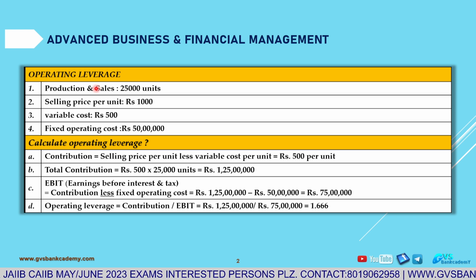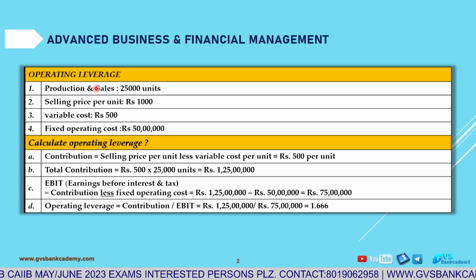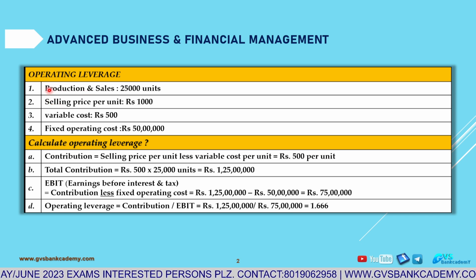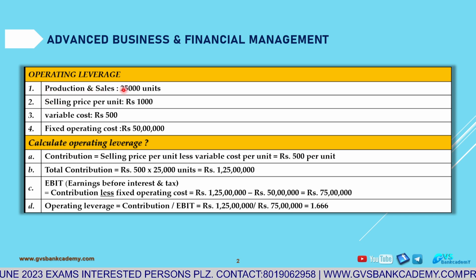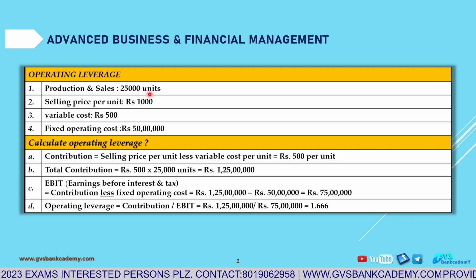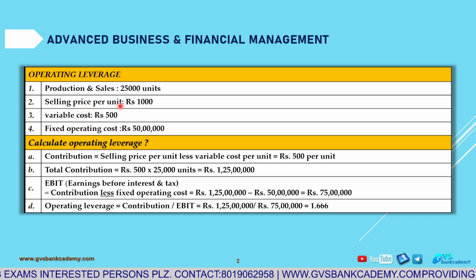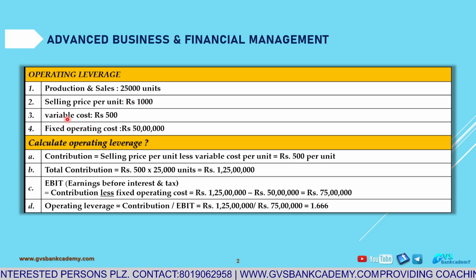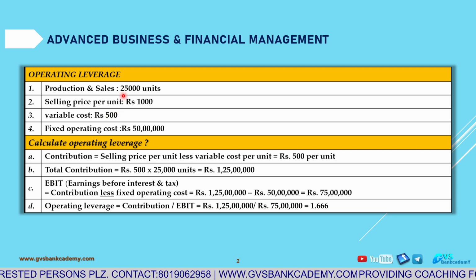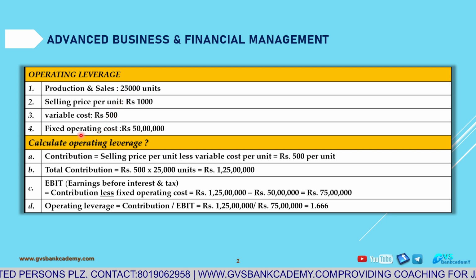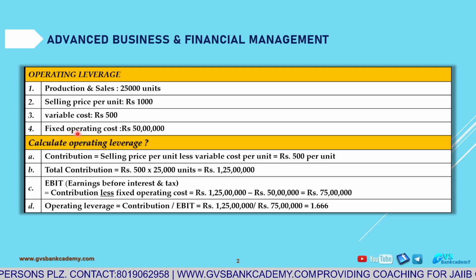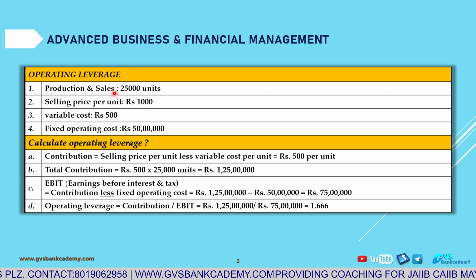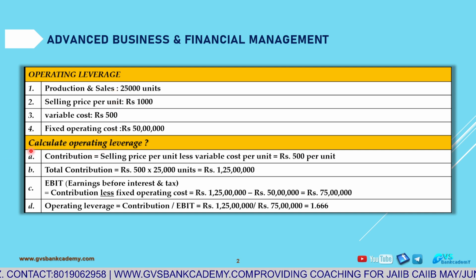Calculation of operating leverage. Details: number of units produced and sold is 25,000 units. Selling price per unit is 1,000 rupees. Variable cost per unit is 500 rupees. Fixed operating cost is 50 lakh rupees. This is the information provided. With this information you have to calculate the operating leverage.